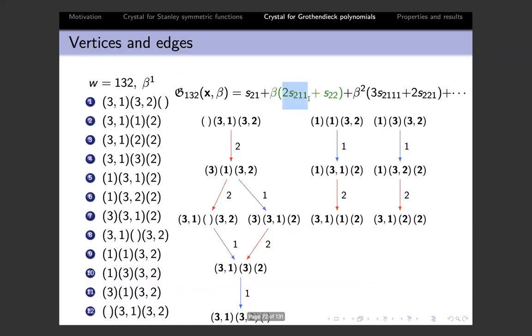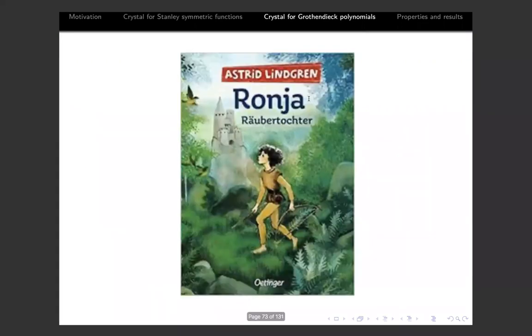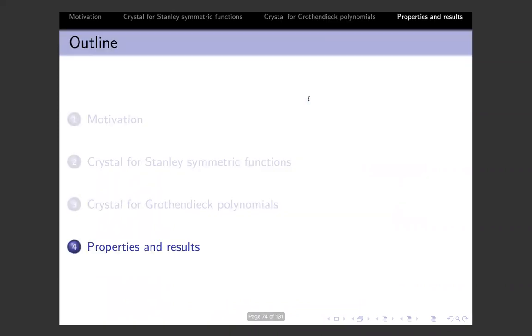Okay, so that's the description of the crystal. And now what we want to do is explore this more and look at the properties of this crystal. Any questions so far?